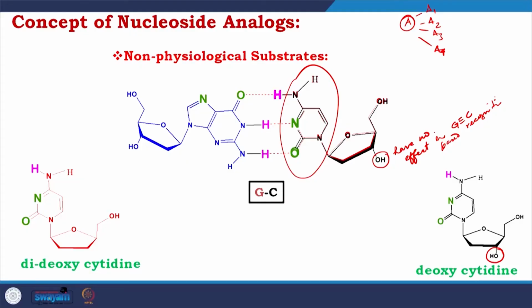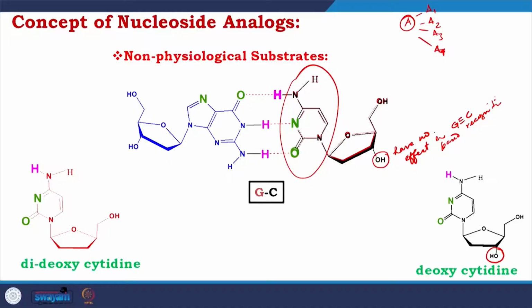Now, why is this very critical? Think about it: because it has the same hydrogen bonding pattern as deoxycytidine, it could easily insert into the DNA by the process of recognition through GC hydrogen bonding. But once it is incorporated there, what will happen? Let us see.